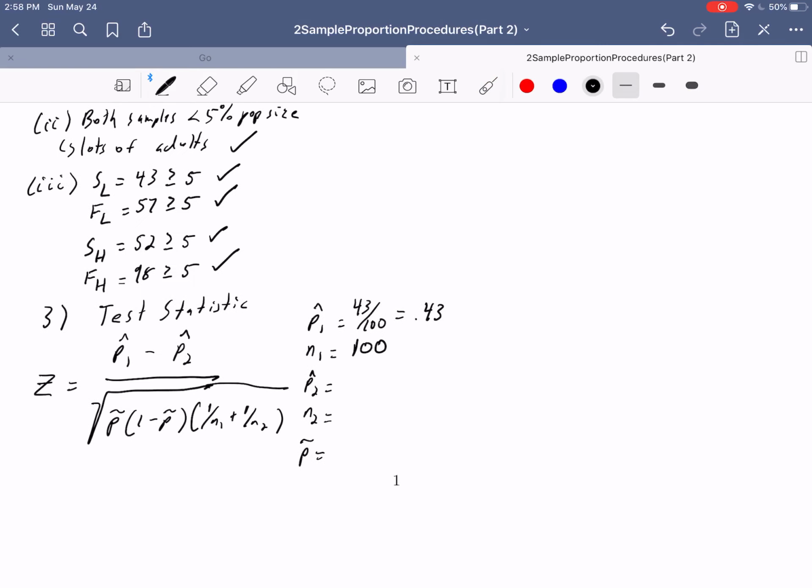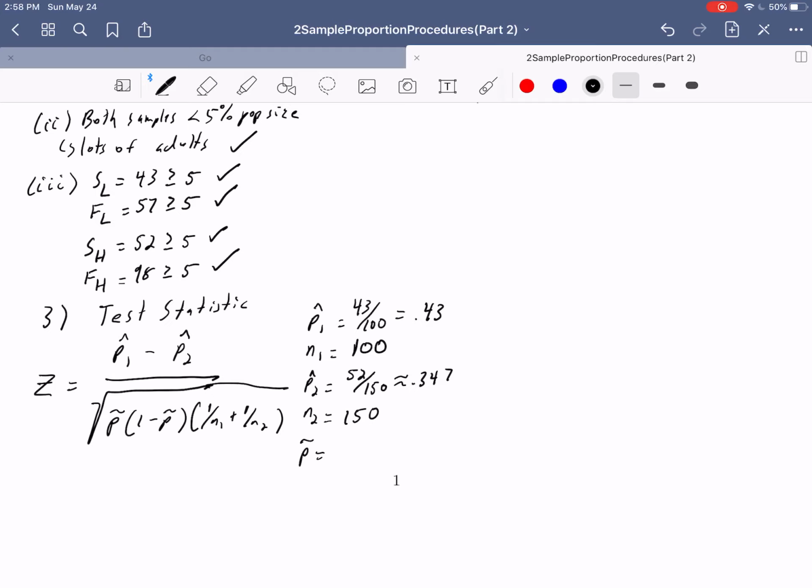For P2 hat, that'll be the number of successes, 52, which was how many people agreed in the high-risk group, out of the sample size, which was 150. So if we go ahead and do that, 52 divided by 150, let's see what we get there. Looks like we should get approximately 0.347. And N2 was 150.